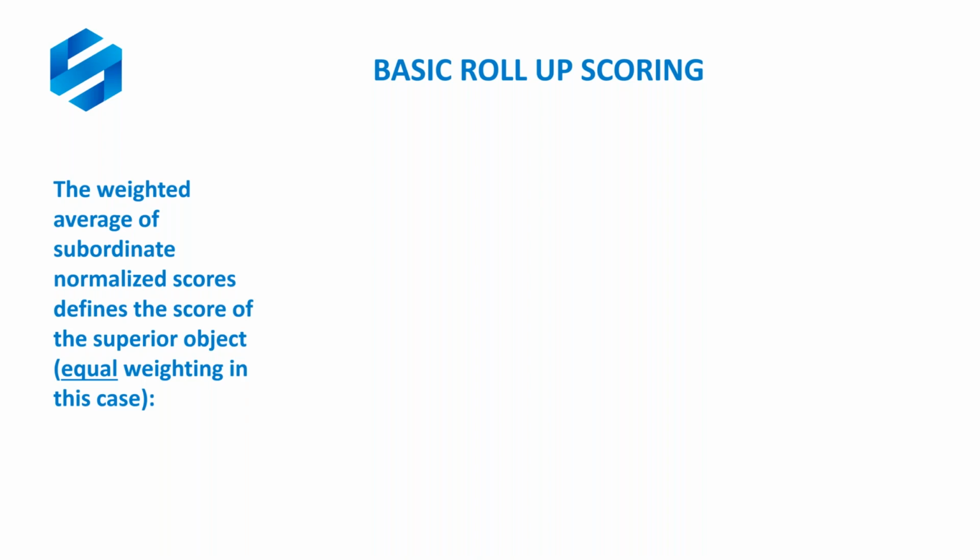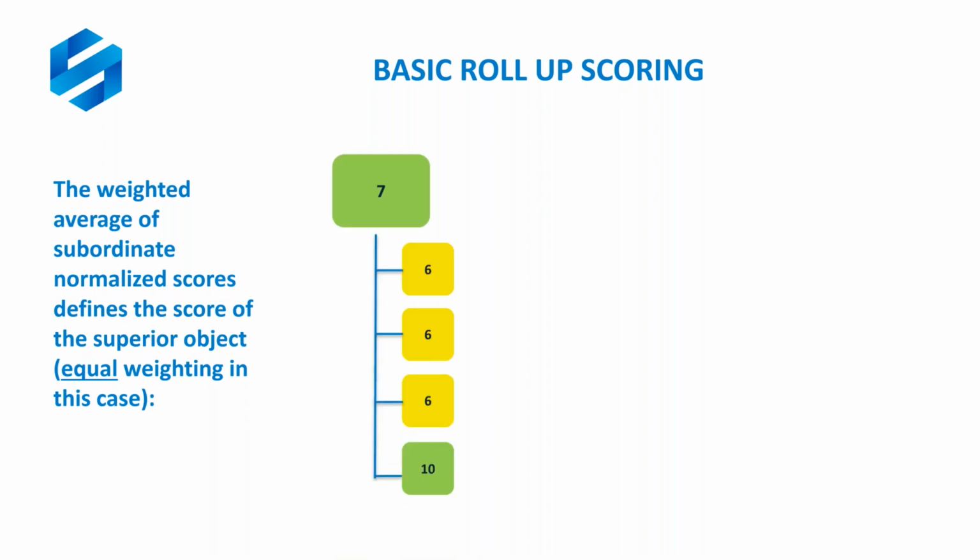And on this slide, we're talking about equal weighting. So let's take a look at one example here where we've got an objective at the top and then four underlying, if you will, feeder measures. And what you're seeing here is that the feeder measures have all been normalized scored at 6, 6, 6, and 10.